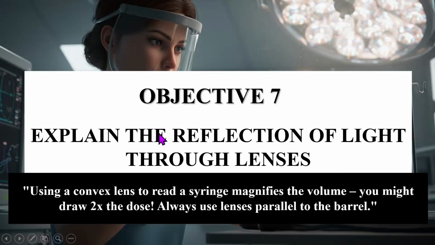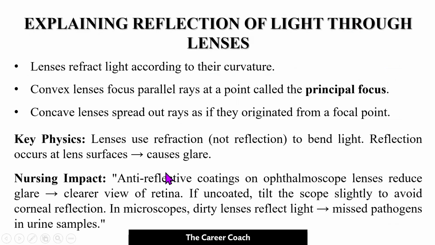Objective number 7, to explain refraction of light through lenses. Lenses refract light according to their curvature. Convex lenses focus parallel rays at a point called the principal focus. Concave lenses spread out rays as if they originated from a focal point. Key physics: lenses use refraction, not reflection, to bend light. Reflection occurs at lens surfaces, leading to glare.